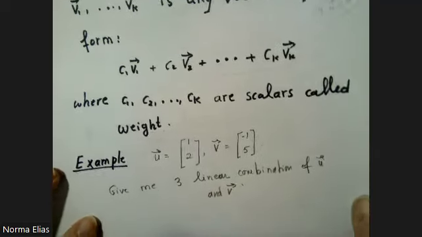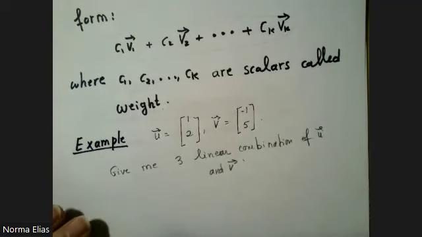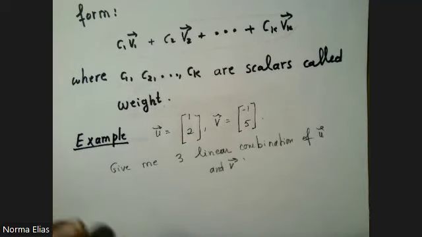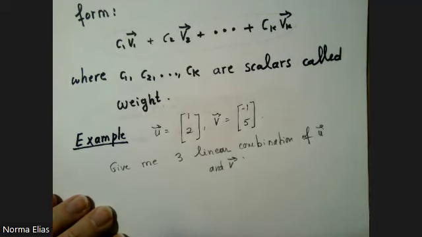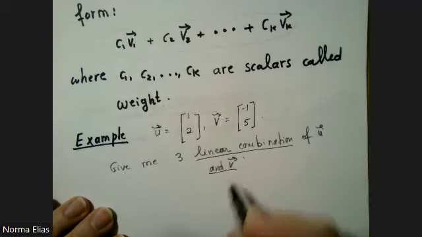Okay. What does this mean? What does it mean? Give me 3 linear combinations. Can anybody understand what I'm saying? Can anybody give me one? Okay, I'll explain it. Give me 3 linear combinations of u and v.